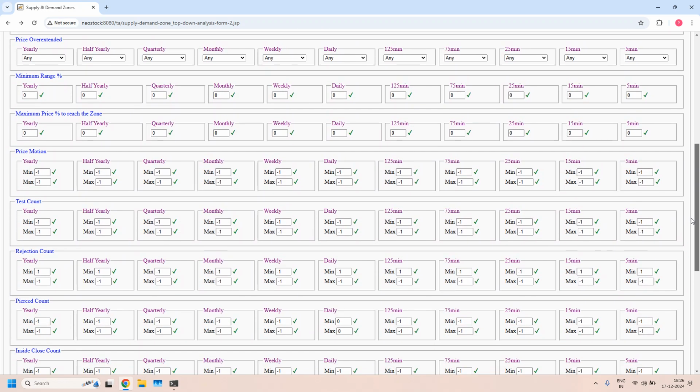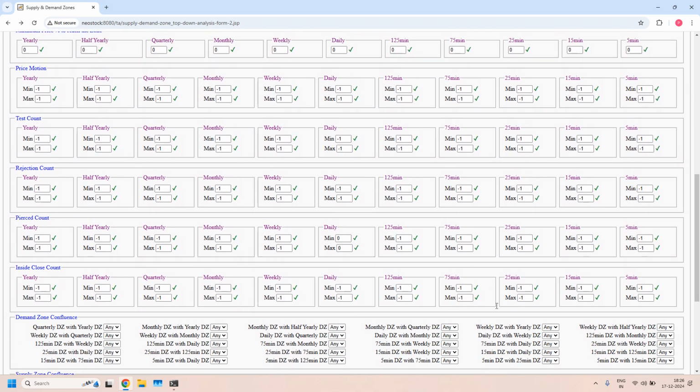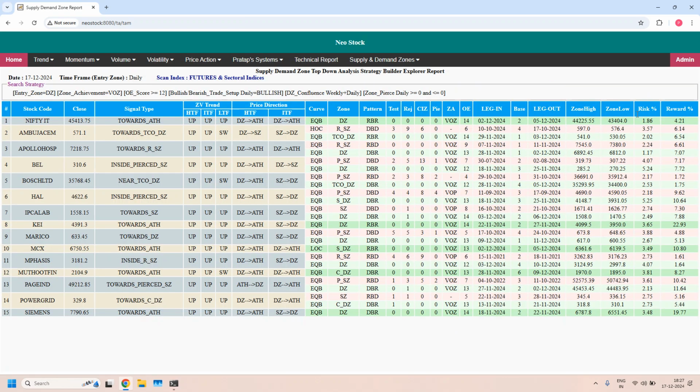That is a daily demand zone with weekly demand zone confluence. This is the filter. I am enabling the filter. What is the meaning of this filter? Daily demand zone should be part of the weekly demand zone. That is what zone confluence. We got 15 stocks.